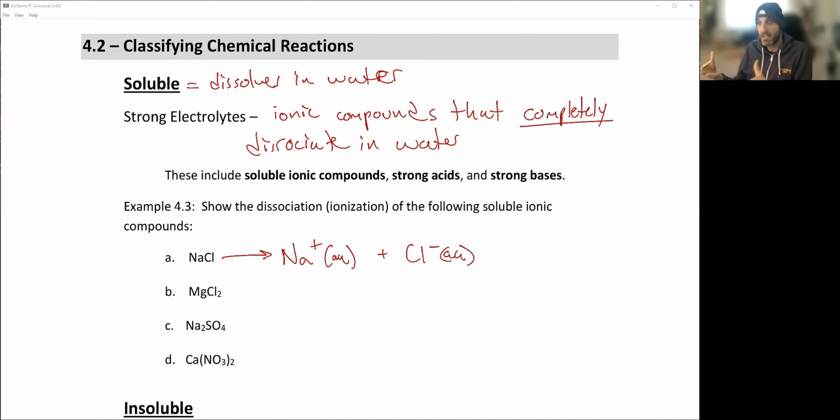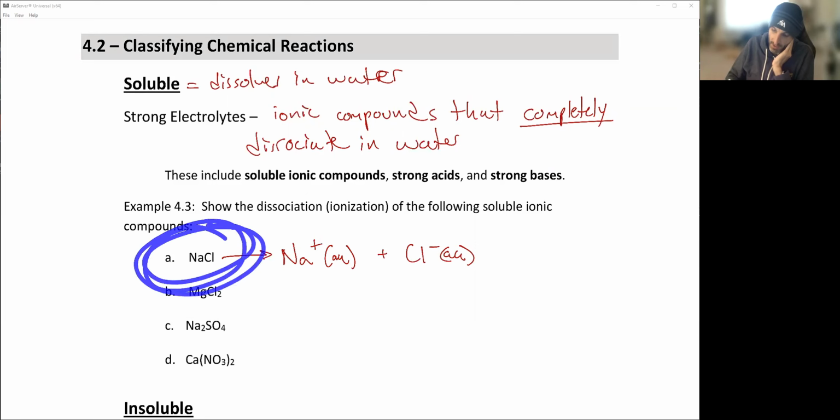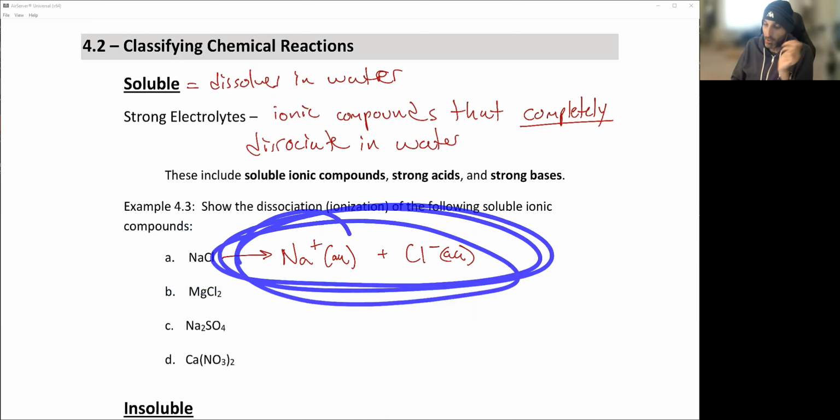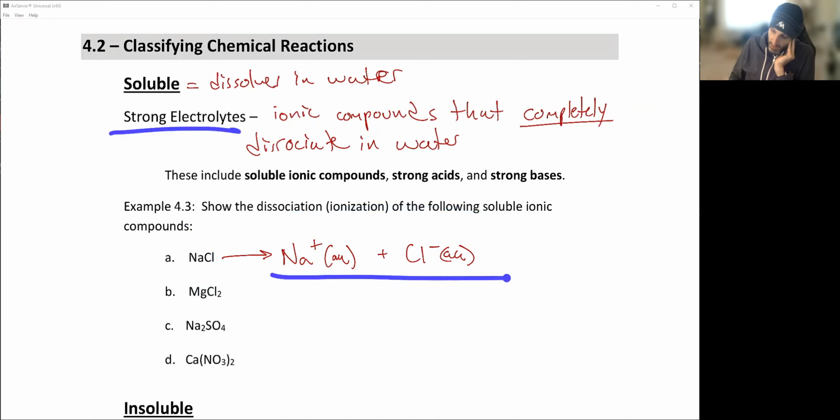So whenever I drop any sodium chloride into solution, it turns into Na+ and Cl- ions, and there's 0% of the sodium chloride remaining. It's all in this aqueous form. So strong electrolytes completely dissociate into their ions. There is none of that left when we get down to it.